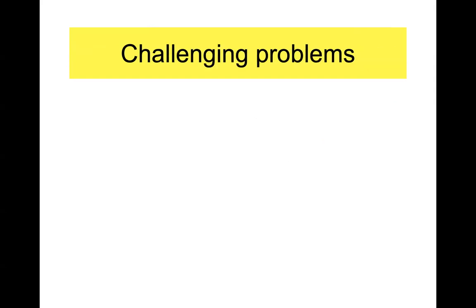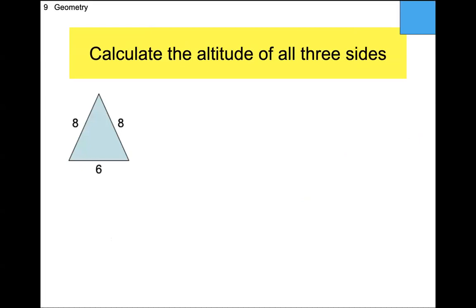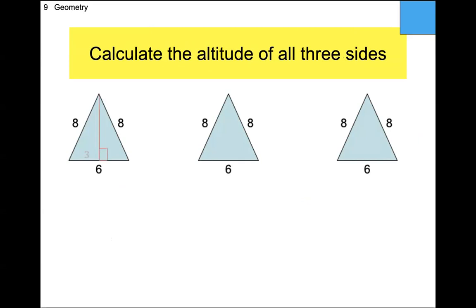All right, are any of these challenging? Let's see. It says calculate the altitude of all three sides. So remember, altitudes go from a vertex to the opposite side and make a right angle. So since the triangle has three sides, there's three altitudes. There's the altitude from top to bottom, right? We know that if it's an isosceles triangle, then all altitudes break the bottom portion, not the two legs, but the third side, in half.